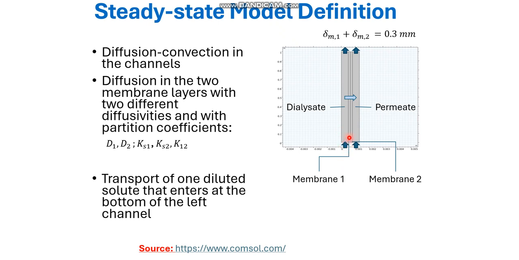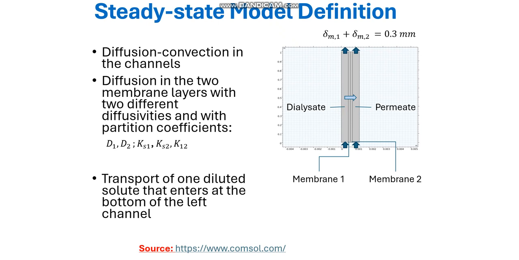We have two membranes, membrane 1 and membrane 2. The dialysate enters at this side, which includes the toxin or any species, and the permeate enters at this side. As the dialysate moves, species transfer from the dialysate to the permeate side through these two membranes.